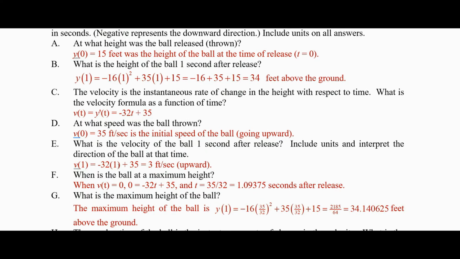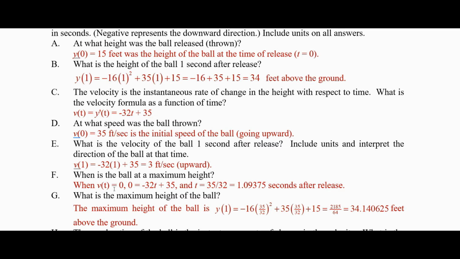What is the velocity of the ball 1 second after release? You plug in t as 1 here, and note it is still moving upward at 3 feet per second 1 second after release. So it was thrown upward pretty hard, so that 1 second after release it's still going upward, although a lot slower than what it was.